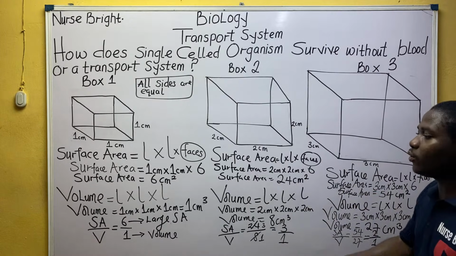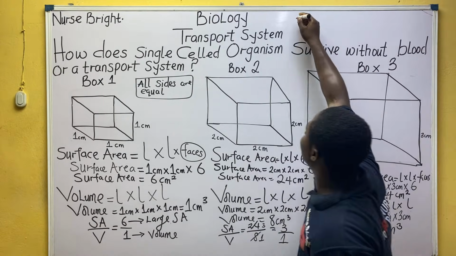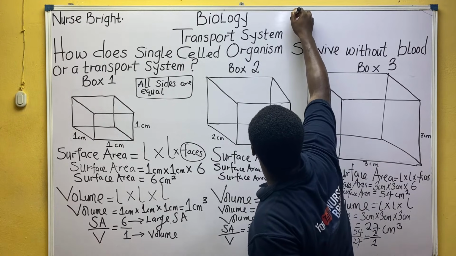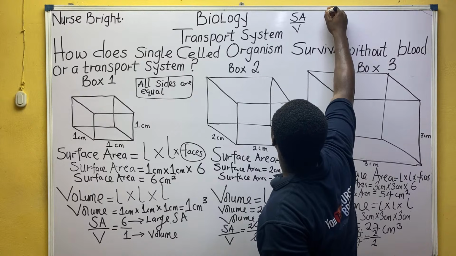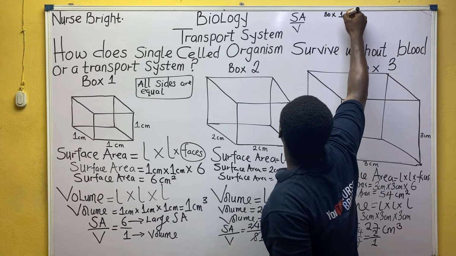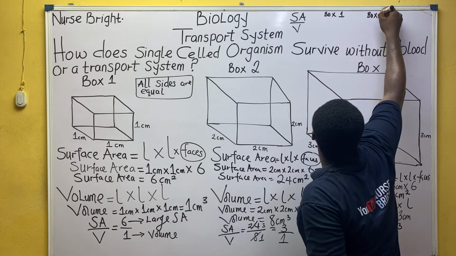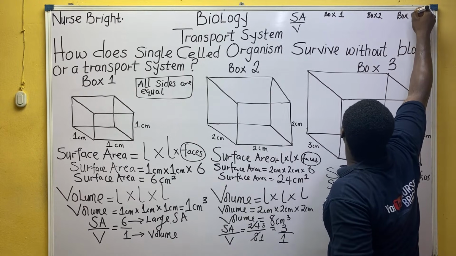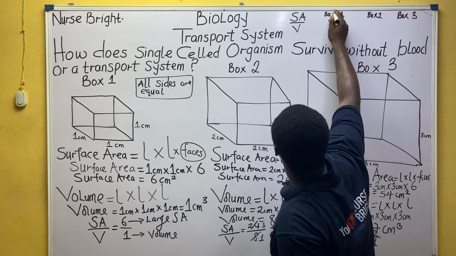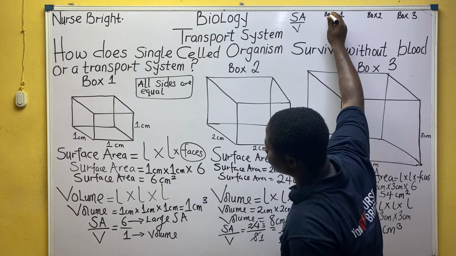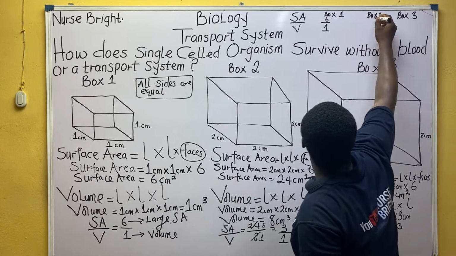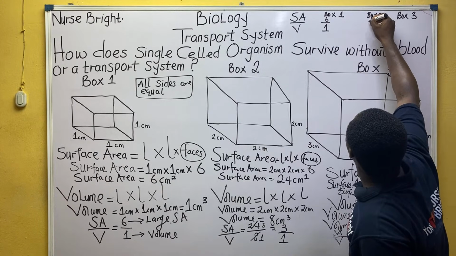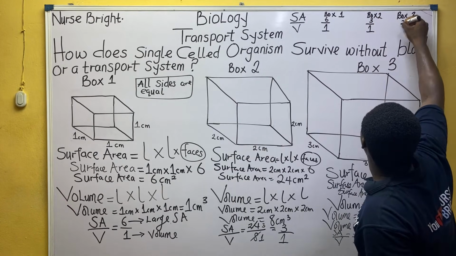So guys, let us bring out the surface area to volume ratio for the 3 boxes: box 1, box 2, and box 3. Here the surface area to volume ratio is 6 over 1. Here it is 3 over 1. And here it is 2 over 1.